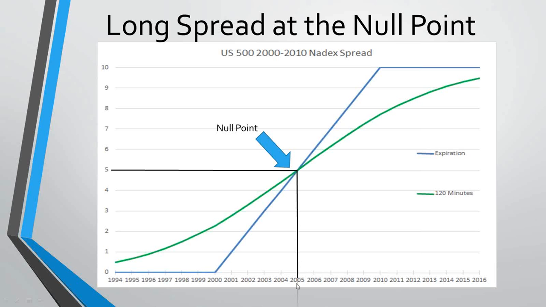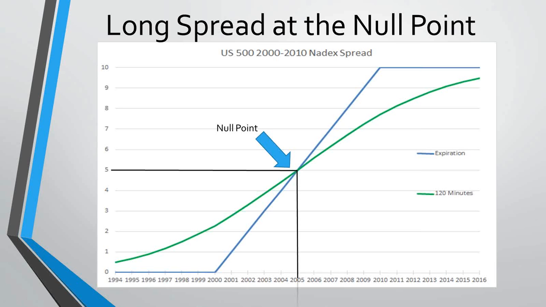So, for example, at 2005, if we're putting on this US 500 2010 spread, intrinsically it's worth $5. The bid and offer are going to be roughly on either side of that $5 range when it's right in the middle. I'm not paying any time value or volatility value on top of that.